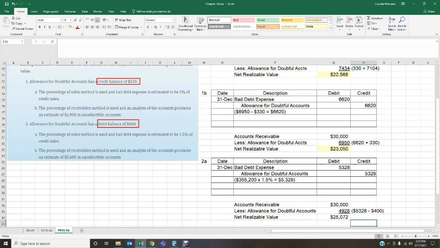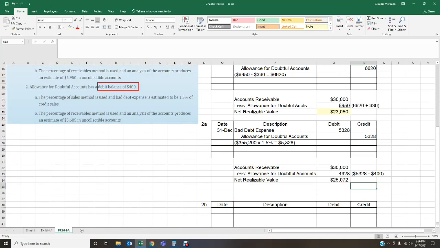But now when I calculate my allowance for doubtful accounts balance, I know that I just put in 5,328, but I also know that I was short. I had a debit balance. Remember, the allowance for doubtful accounts should have a credit balance. So when it has a debit balance, it means it's short. We took out too much money from it. So I'm going to subtract those $400 that I'm short, and that's going to give me my balance for my allowance account of $4,928, making my net realizable value $25,072.